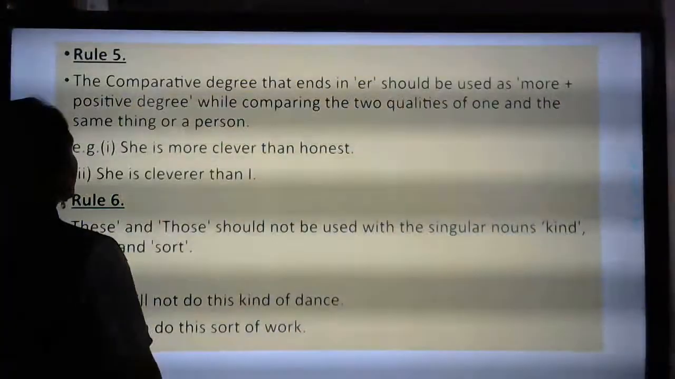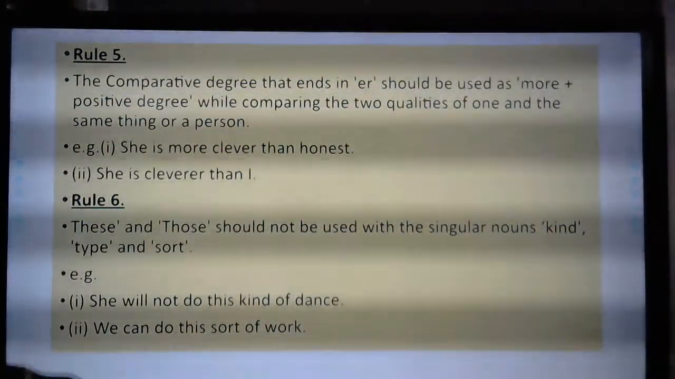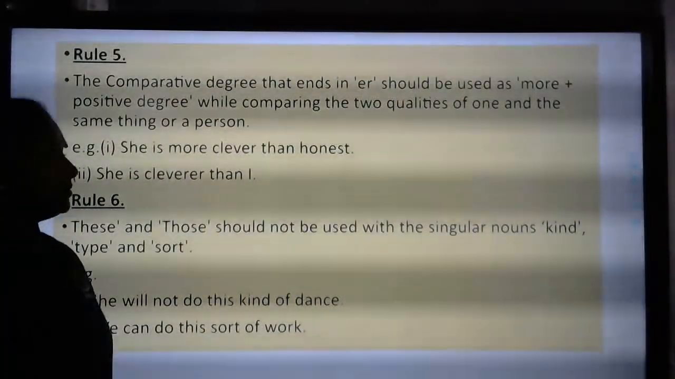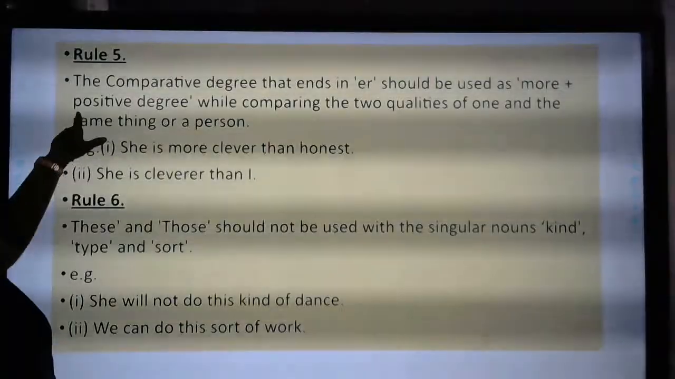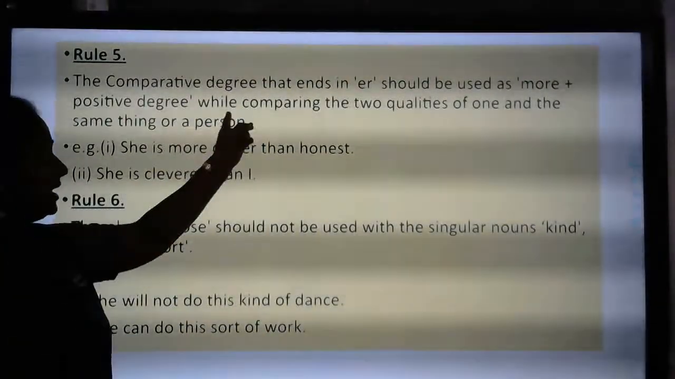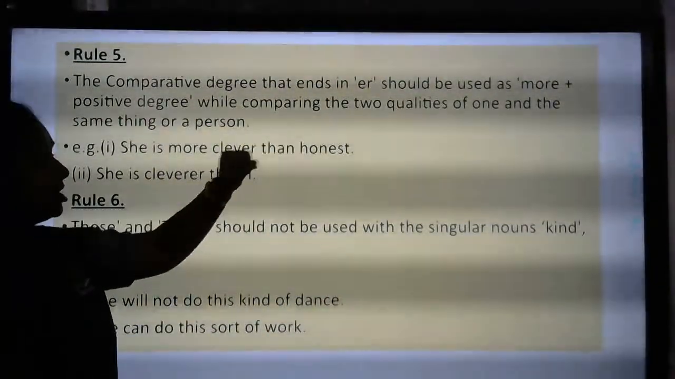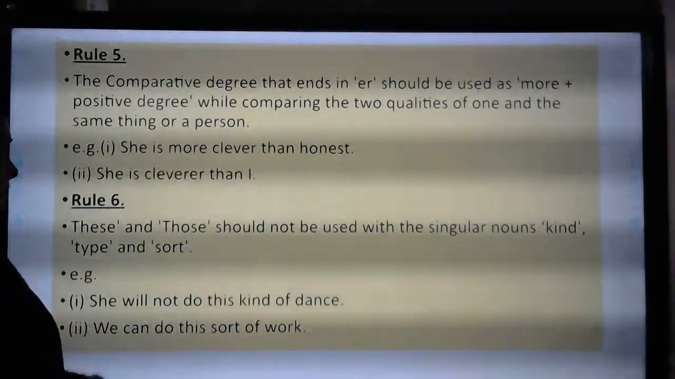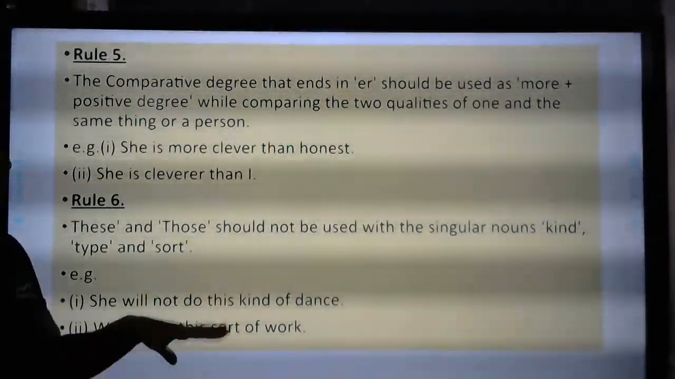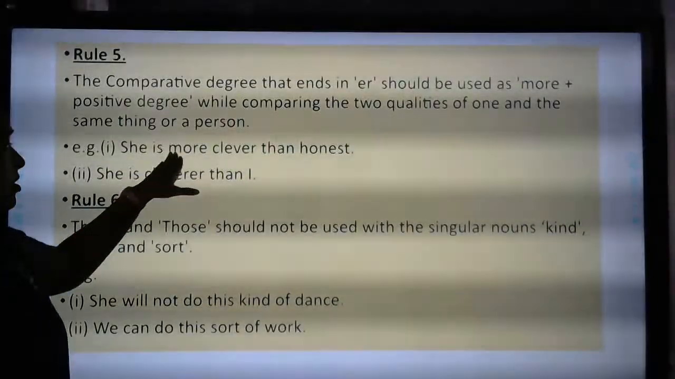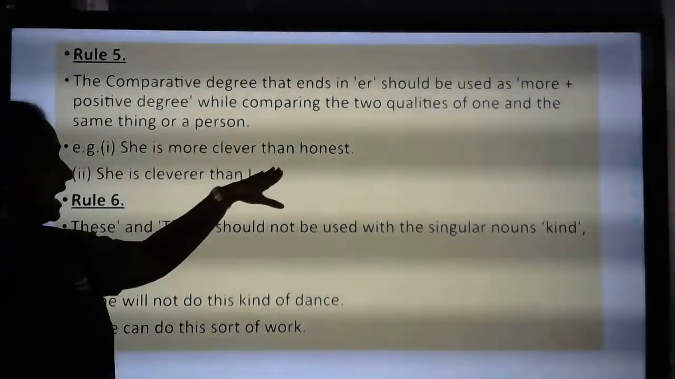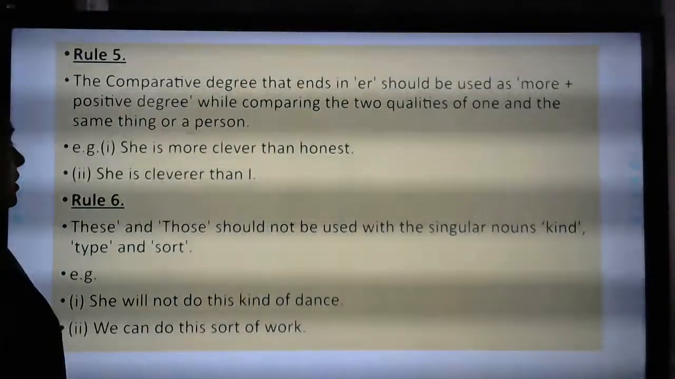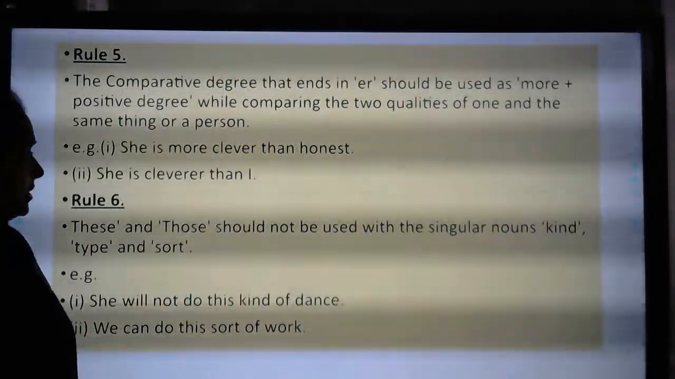Next, rule 5. The comparative degree that ends in ER should be used as more plus positive degree while comparing two qualities of one and the same thing or person. For example, she is more clever than honest. Now, what you are able to see, these are two different qualities.